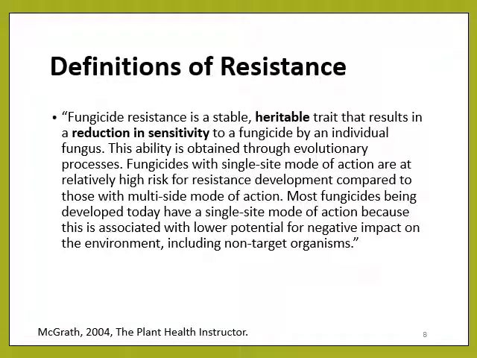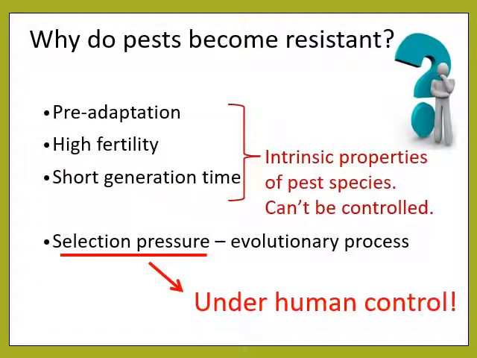And typically, most fungicides and all pesticides in development today tend to have a single site mode of action because this reduces the chance for unintended off-target effects. So how does resistance happen? There are some certain characteristics of pest species that make them more prone to resistance.